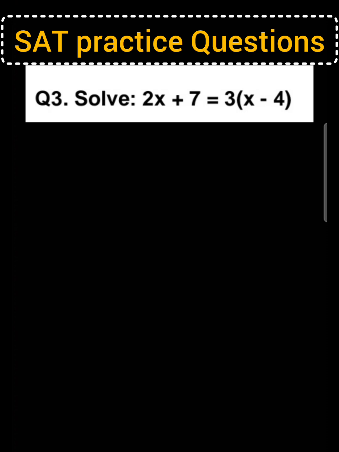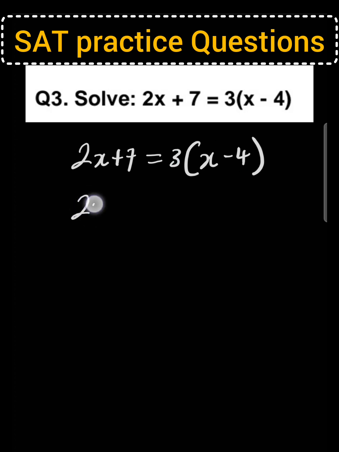Question number 3 reads: solve 2x plus 7 is equal to 3 into the bracket of x minus 4. The first thing we need to do, let's just rewrite the equation. We are given 2x plus 7 equal to 3 into the bracket of x minus 4. What we're going to do is distribute. First of all, we need to clear this bracket by distributing this 3 into the bracket on the right hand side. So this is going to be 2x plus 7 equal to 3 multiplied by x, which gives us 3x. Then 3 multiplied by negative 4 gives us negative 12.